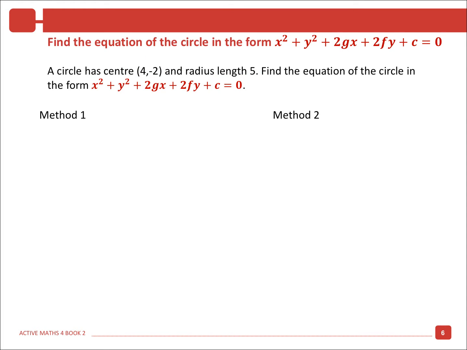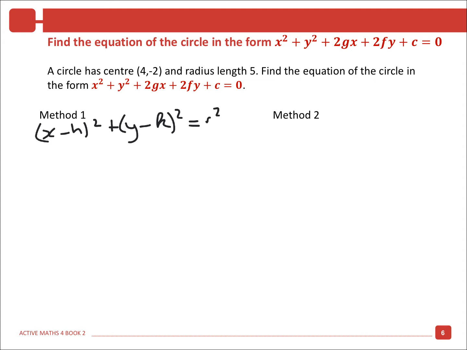So now let us take a question where we're given the centre and we're given the radius length, and we have to find the equation in this form. If we look at a question like this, we have two methods that we could use to solve it. The first method is going back to your h, k, a centre point of h, k, where you have x minus h all squared plus y minus k all squared equals r squared.